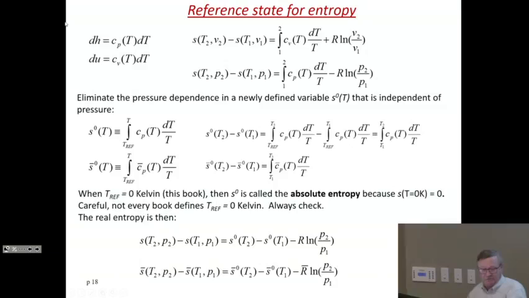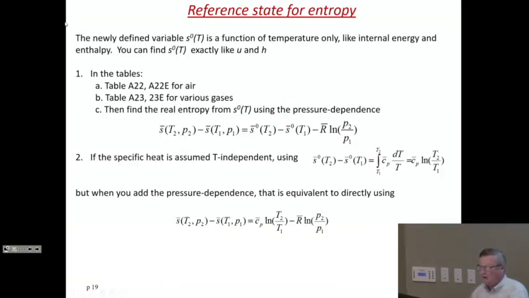The same if we do it per mole. So now, in practice, what you do is you find these S naughts for your gases. For air, A22, A22E in English units. For various other gases, you find A23 and A23E. That gives you the S naughts as function of temperatures. You find your S naughts in your tables, and then you must correct to get your real changes in entropy. You must correct for your changes in pressure as a second step to get your entropies.